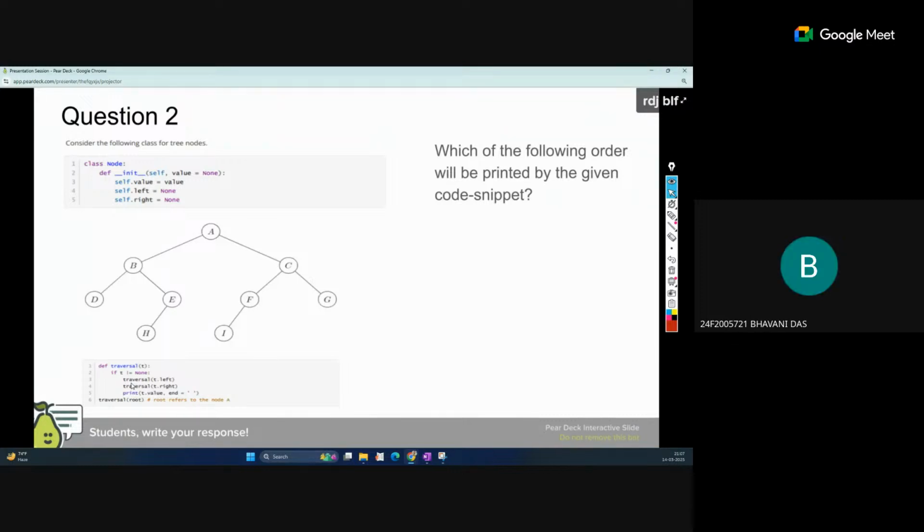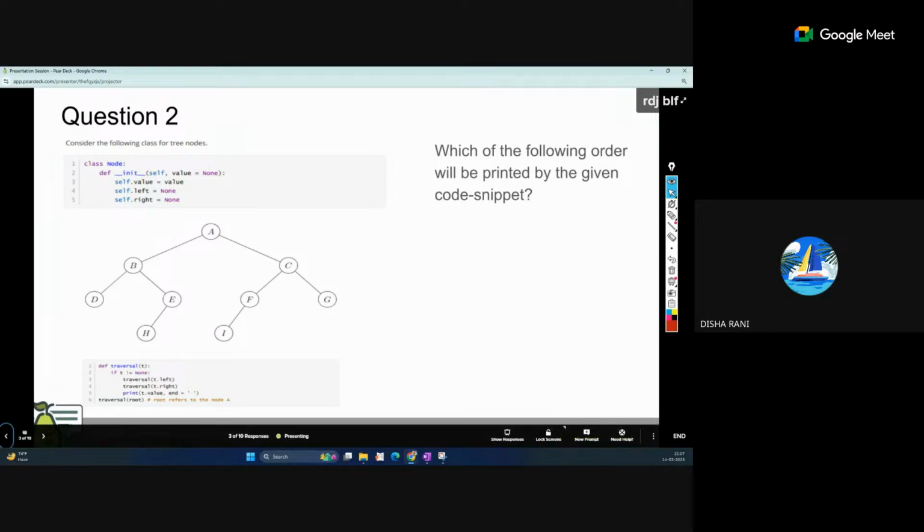Order of log n. Order of how, log n? This is actually order of n time, because what we are doing is traversing each node one time.